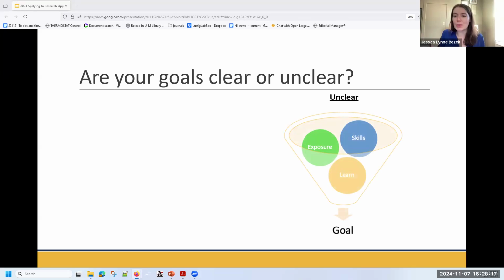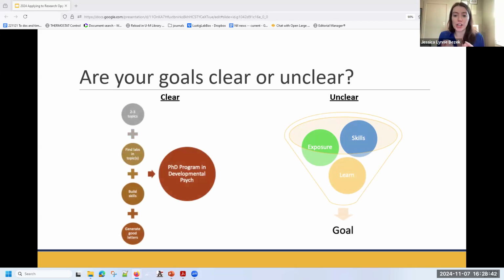An unclear goal might mean that we don't really have a sense of what we may want to do. And there's all these pieces that we still are considering. So what have we gained exposure to? What are the skills that we have or that we want to gain? And what do we want to learn? And all of those pieces come together to create a more concrete goal.